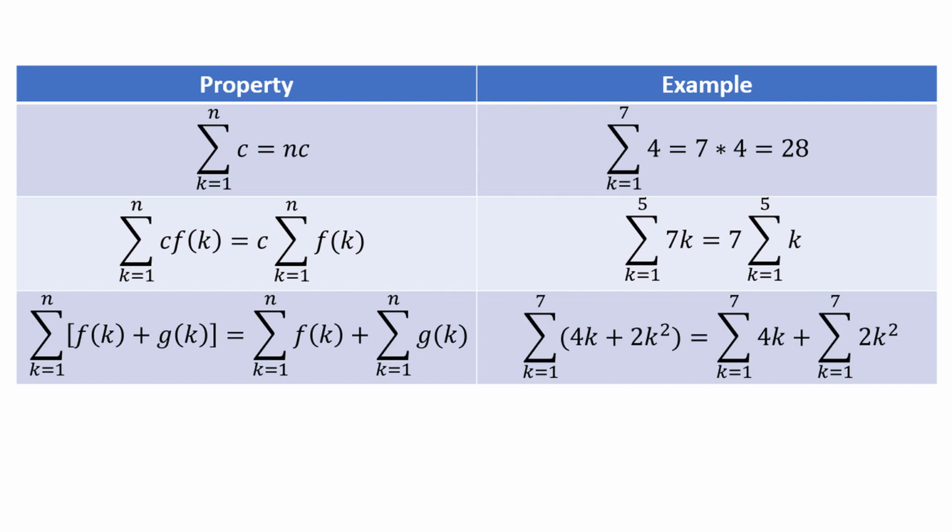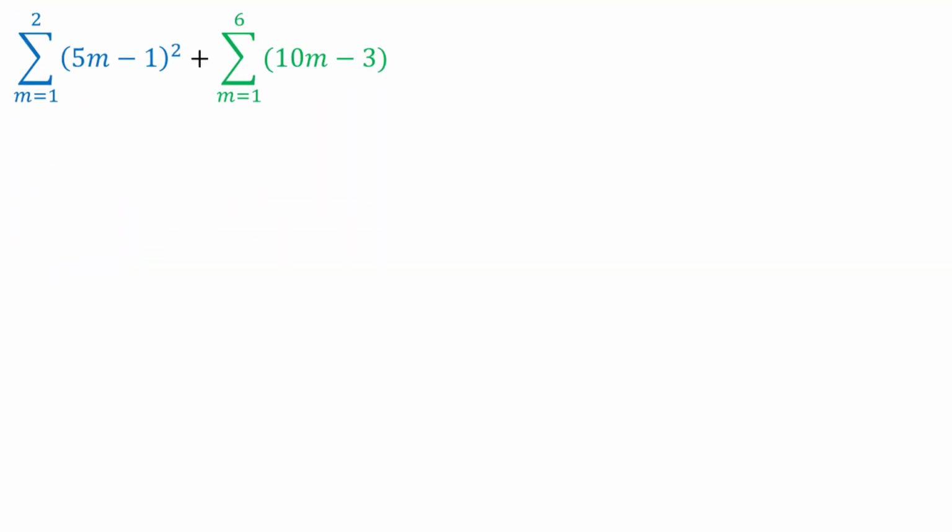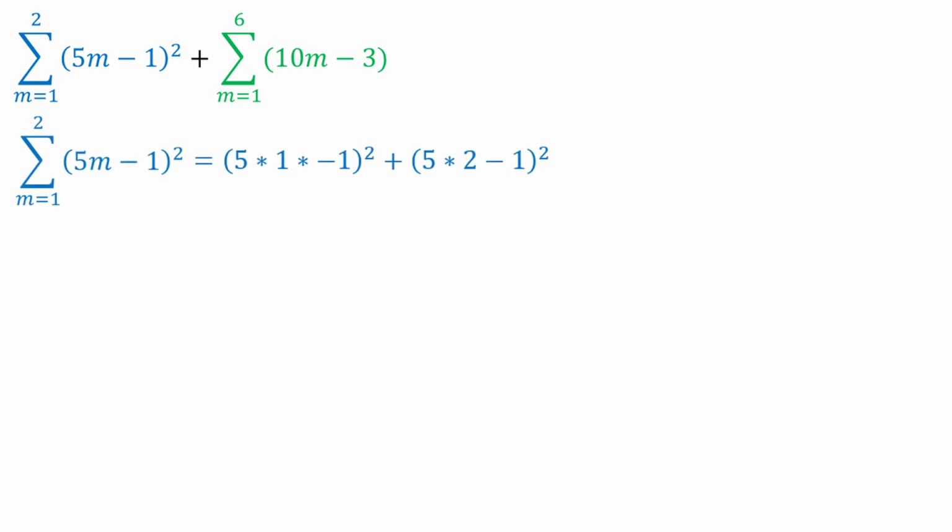Let's look at one example that puts all of these rules together. Say we have the sum from m equals 1 to 2 of (5m minus 1) squared plus the sum from m equals 1 to 6 of 10m minus 3. For the first term, we have (5 times 1 minus 1) squared plus (5 times 2 minus 1) squared, which simplifies to 4 squared plus 9 squared, which is equal to 16 plus 81, or 97.